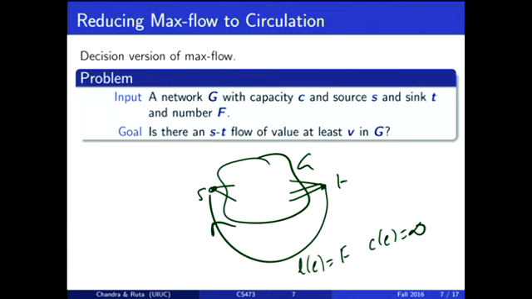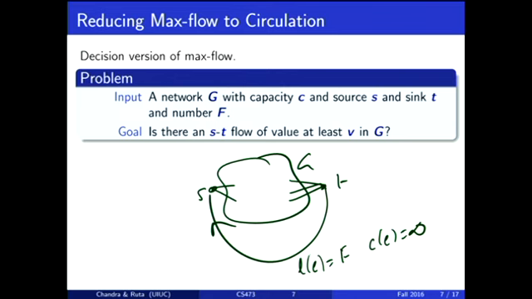When is there a circulation in this graph? Circulation just means there is no source or sink. But what is this lower bound saying? It says F units of flow have to go from T to S, because the lower bound is F. I don't care how much you send. But if F units come here, where is that flow going to go? Because it is a circulation, it has to go from S to T.